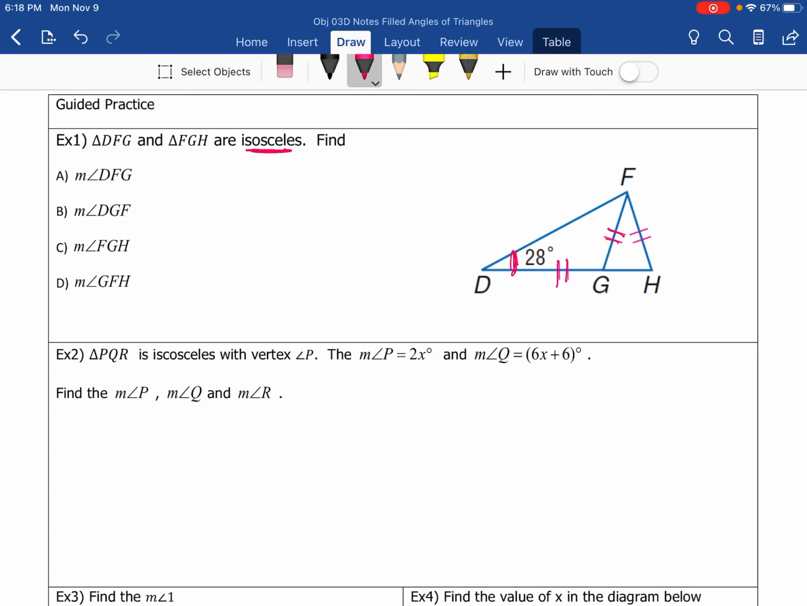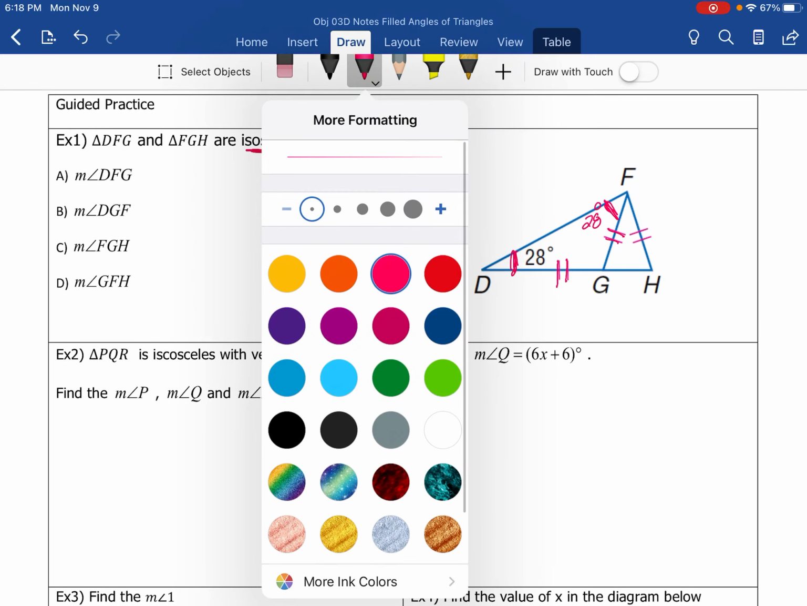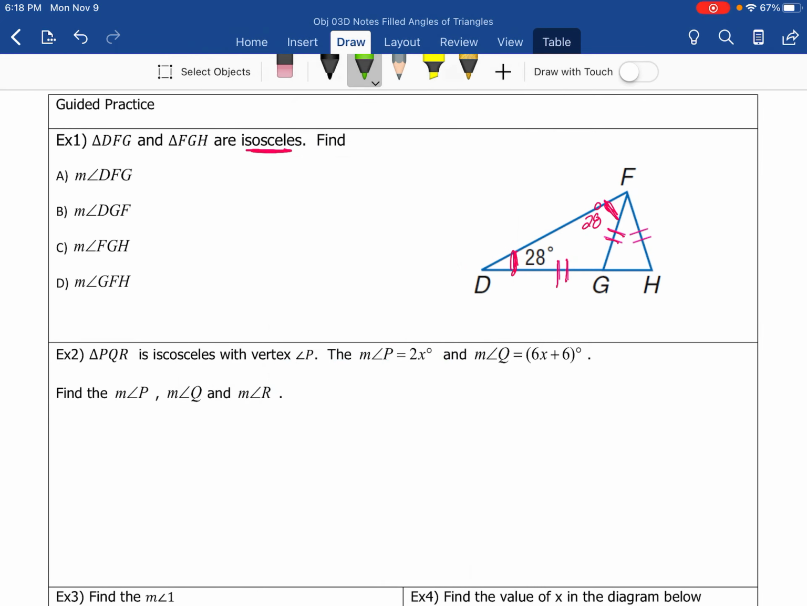Since these two sides are congruent, you know the converse of the base angles theorem: if two sides of a triangle are congruent, the opposite angles are congruent. So this would also have to be 28 degrees. You could find the measure of angle DGF because the sum of the interior angles is 180, so 28 plus 28 plus the measure of angle DGF is equal to 180 degrees. That's going to be 180 minus 56, which is 124 degrees.